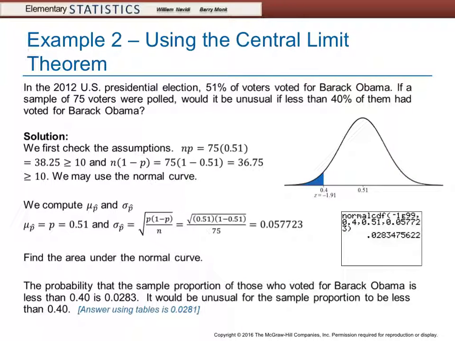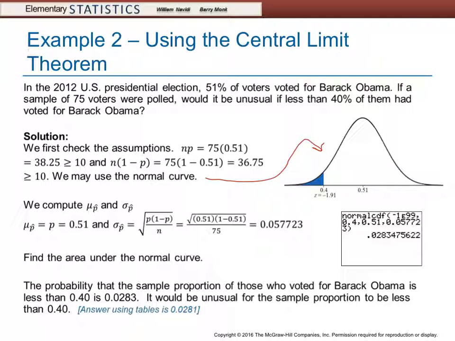So here's another example. In the 2012 U.S. presidential election, 51% of the voters voted for Barack Obama. If a sample of 75 voters were polled, would it be unusual if less than 40% of them had voted for Barack Obama? First, we check the assumptions. n times p, we get 38.25, which is greater than 10, and then n times 1 minus p, which we get 36.75, which is greater than 10. And so we can use the normal curve.